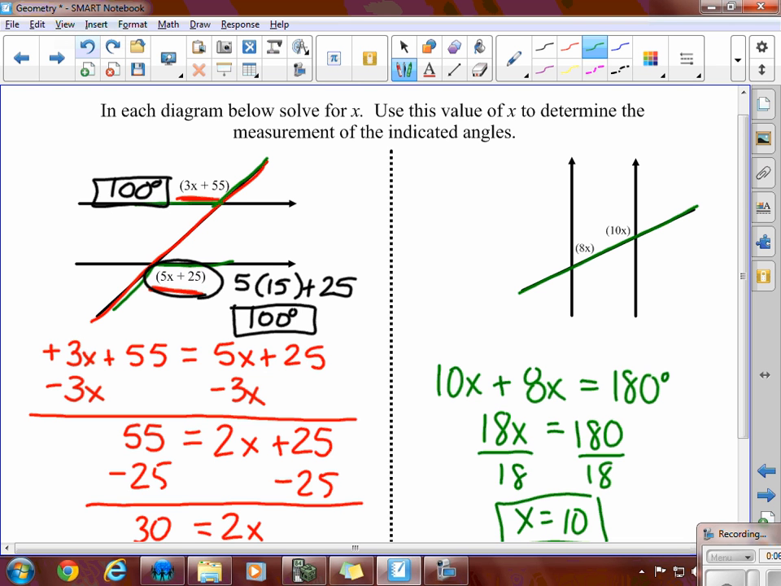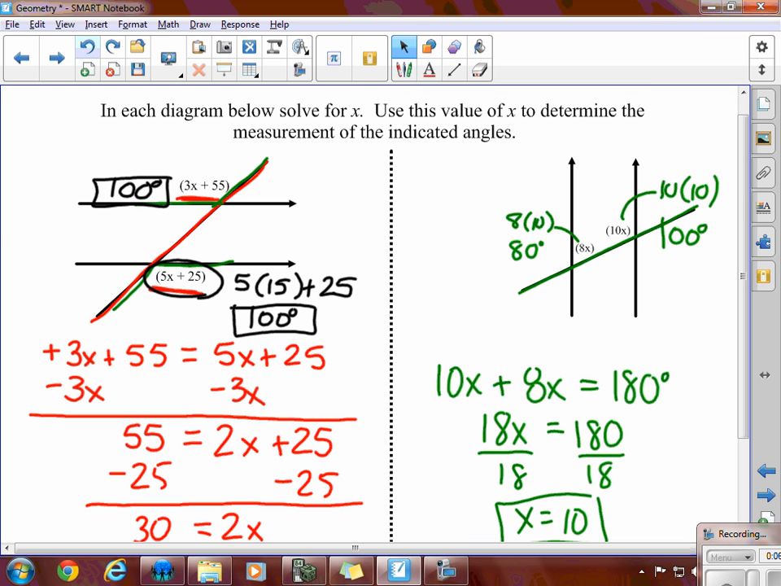So that's the first thing the question asks you. What is x? And then it says go and find those angles. Well, if x equals 10, this is 8 times 10. That's an 80-degree angle. And here, this would be 10 times 10, so that is a 100-degree angle. So we solved for x first, using our information about what types of angles we're dealing with and how they're related. They're either the same or they're supplementary. They add up to 180. Solved for x and then put it back in the equation to figure out what we're actually looking for.